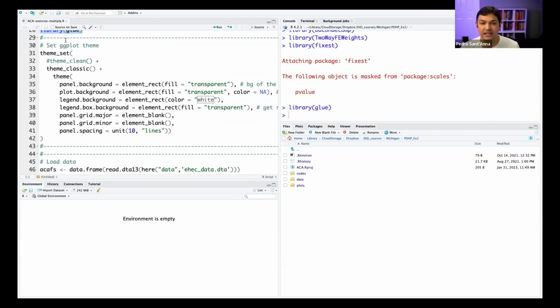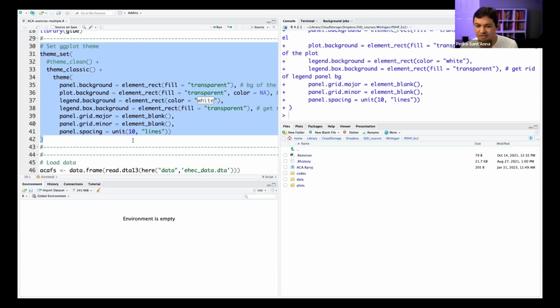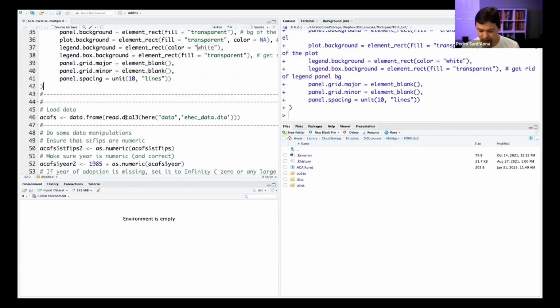I have some commands for making plots with a transparent background. And I want to highlight this because it took me several hours to figure out how to adapt my plots to the background of my slides. And this is the plot scheme that I use. If you want to use it, fine. If you don't want to use it, fine as well. It's included in the exercise.